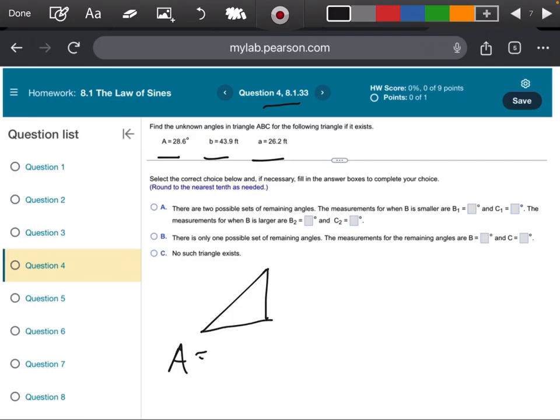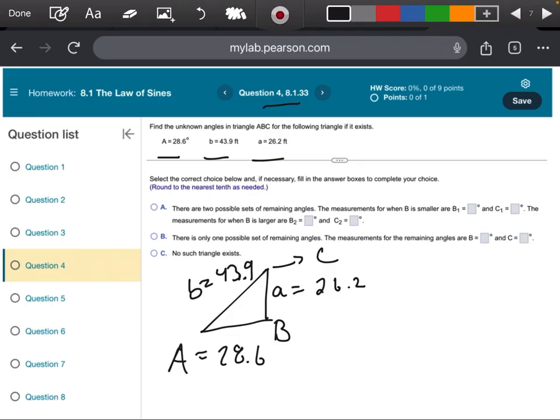So my angle A, y'all, in this case is 28.6. And the side opposite that, the side A, is 26.2. And then our side for B, why don't we call this side B right here? And I'm going to say that side, y'all, is 43.9. What we're looking for is angle B and angle C, okay?